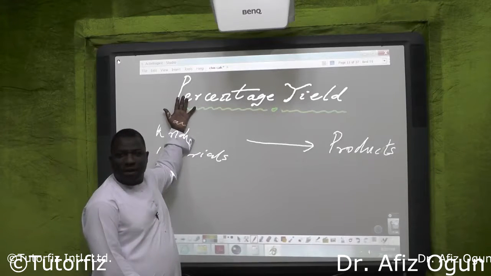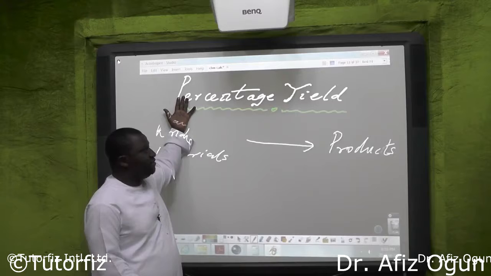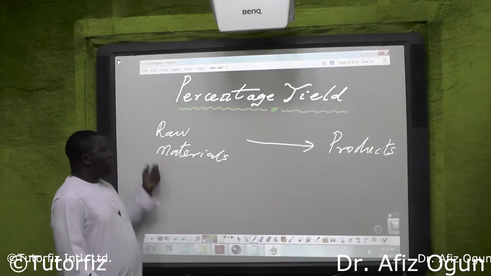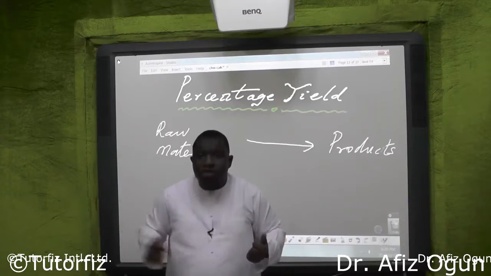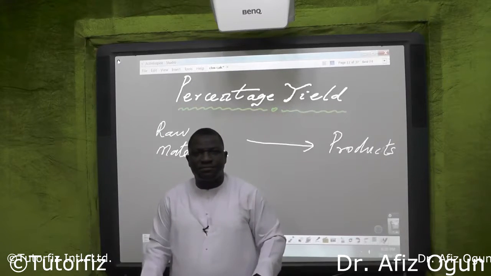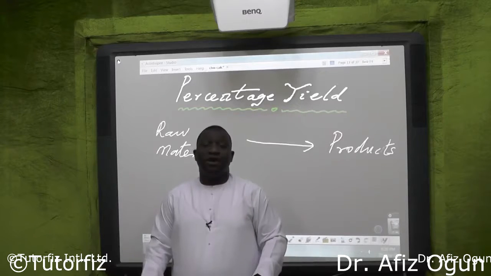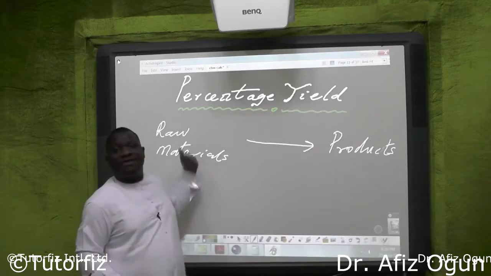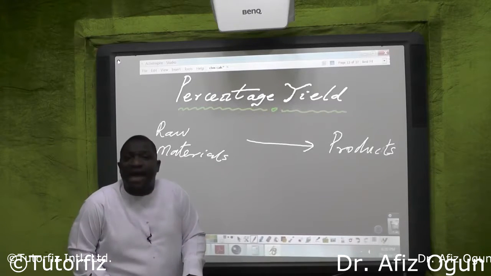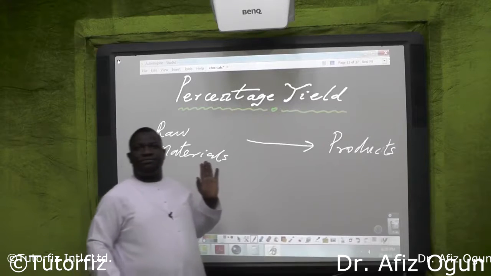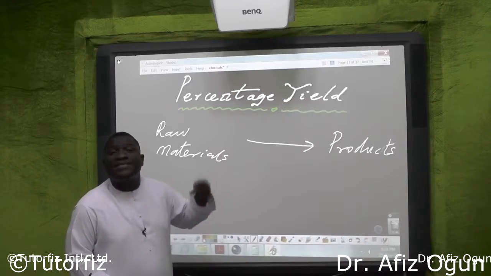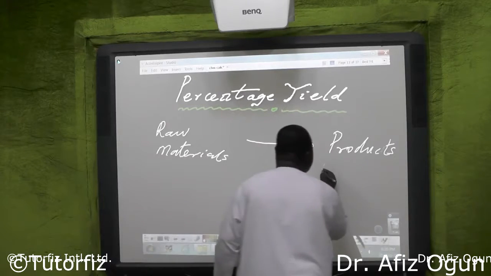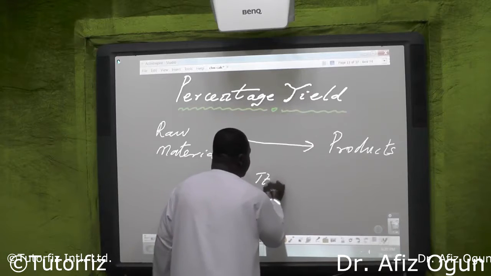Then percentage yield comes into play. Your production engineer calculates and tells you, boss, you are expecting this amount of product if you put in this amount of raw material. What he has just said is a prediction. It's theoretical. It's a theory. We call that theoretical yield.